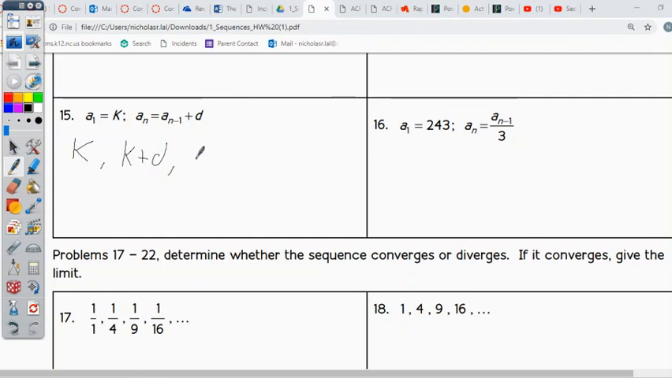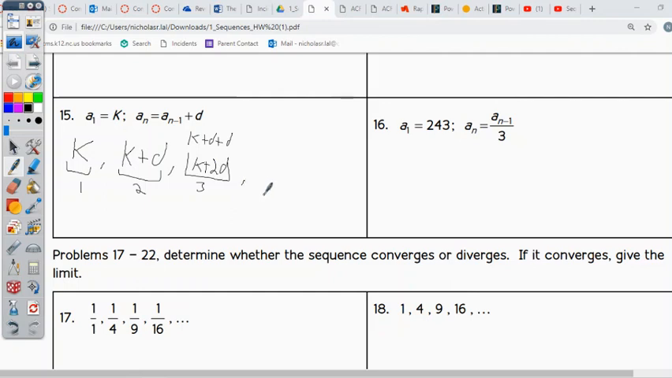What's our second term? Our first term is K. Each term is the previous term plus D. So if our first term is K, the next term is K plus D. All right, what's the third term? The third term is the second term plus D. So K plus D plus D. That's going to simplify to K plus 2D.